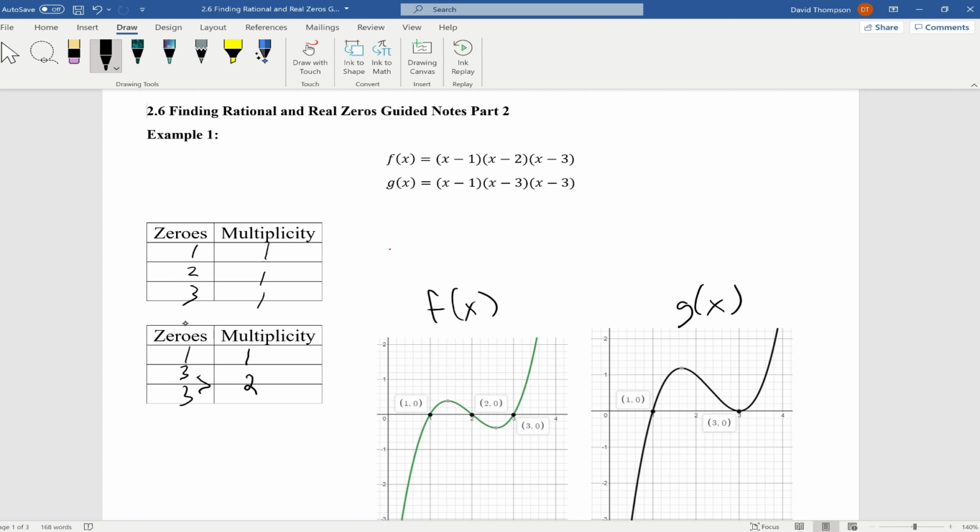So that's the basic idea of multiplicity. If it's an even multiplicity, it's going to touch, whereas if it's an odd multiplicity, it's going to go through the x-axis. And we are done with example 1. We'll explore this idea more in a few more examples.